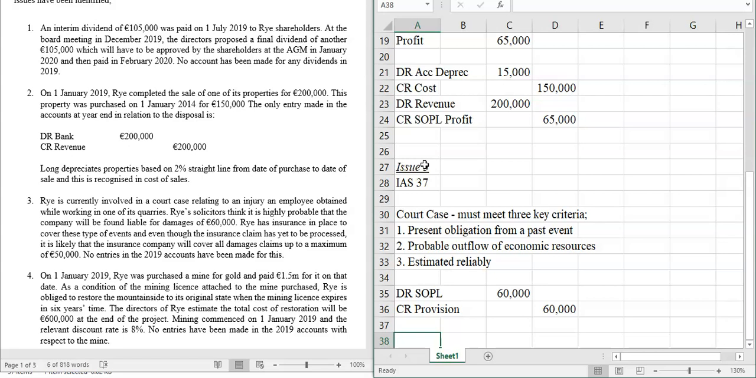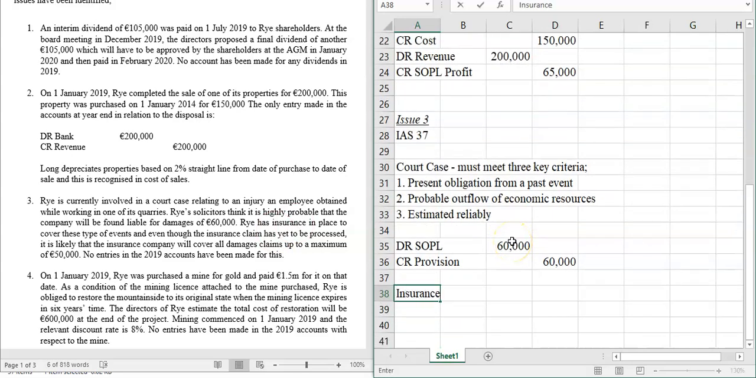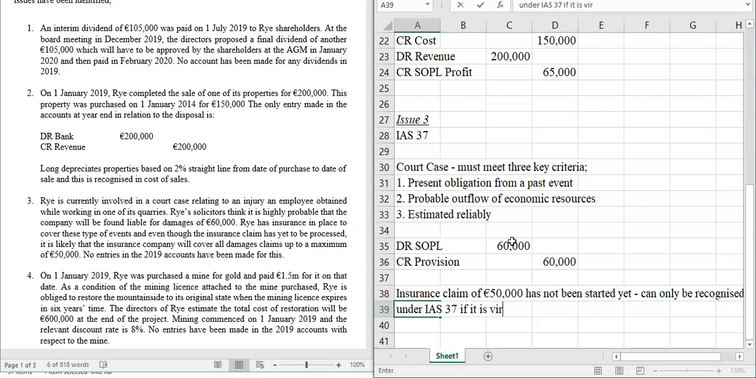Right. So again, we're looking for you to reference the relevant technical guidance and show your ability then to apply your knowledge by giving the debits and credits. Not a bad question, not a bad requirement, but don't forget, what about the insurance claim? Insurance claim of 50k has not been started yet. It can only be recognized, remember the key term, under IAS 37 if it is virtually certain. That's the key term, not in this instance. That means it is a contingent asset.